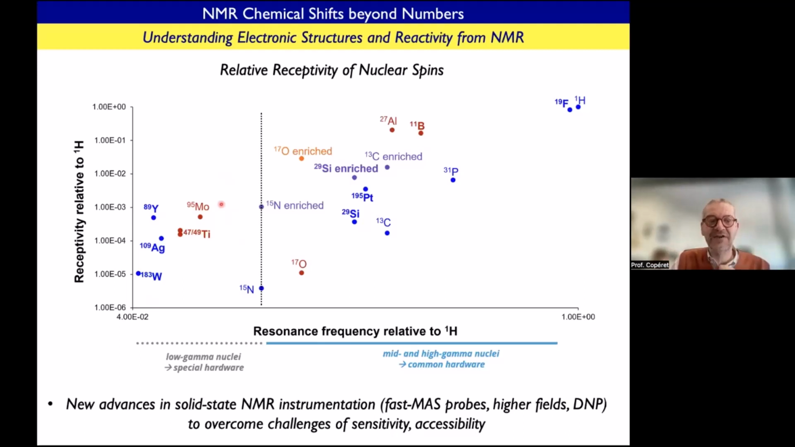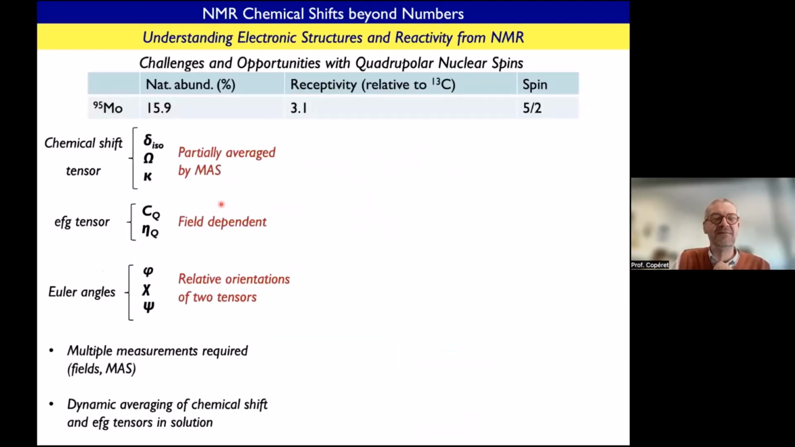There is one more caveat in the case of molybdenum-95 NMR: molybdenum-95 is not a spin one-half, it's a spin 5/2. So there are several hurdles, because now not only do you have the chemical shift tensor, but on top of it you have the electric field gradient tensor. It turned out that these two tensors do not have to be collinear, so you have basically 8 parameters to simulate your NMR spectrum.